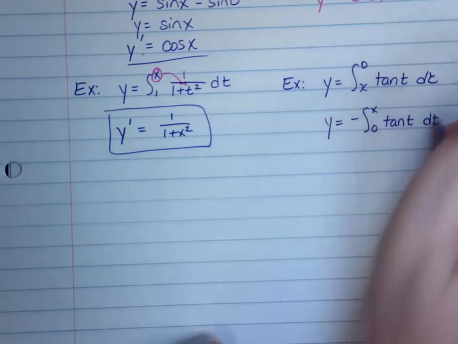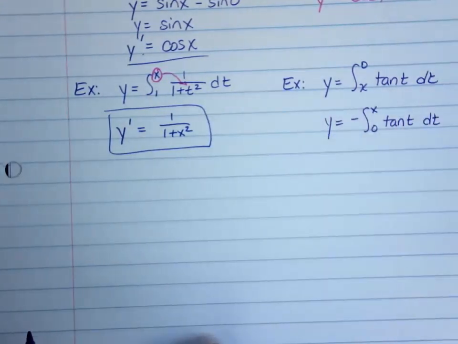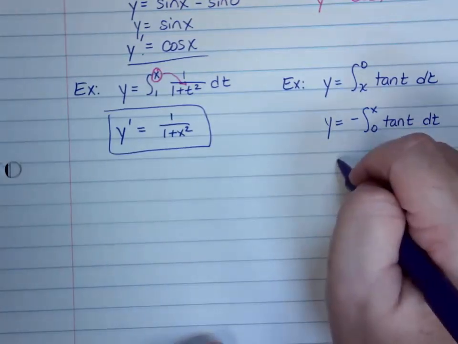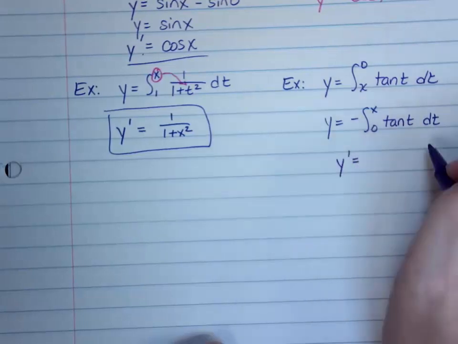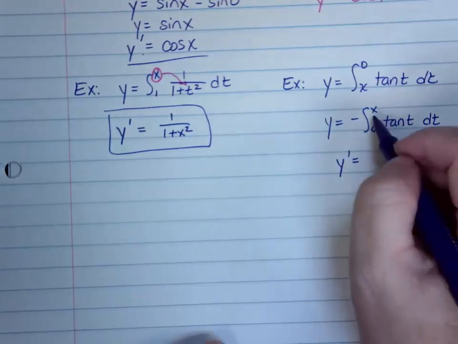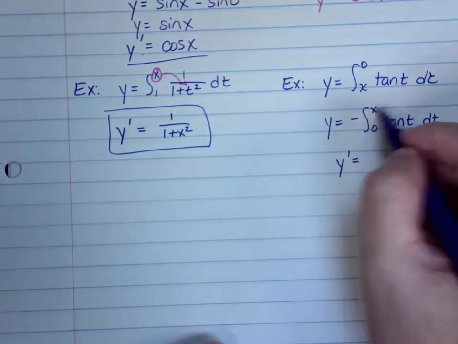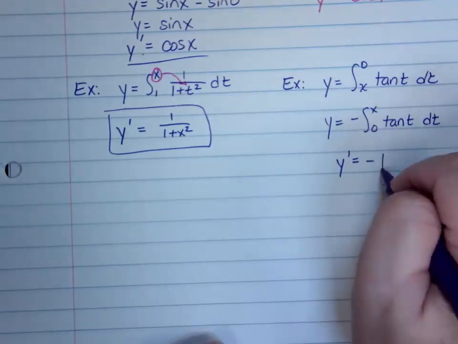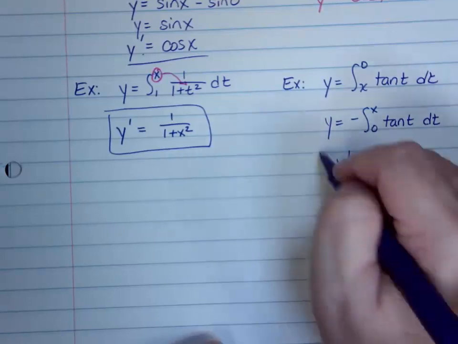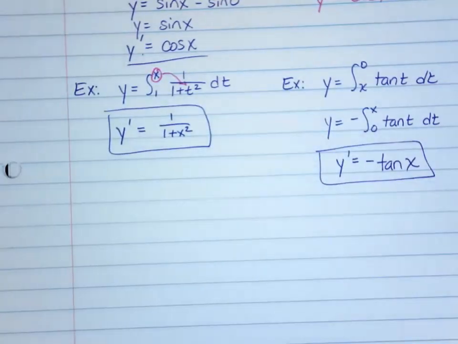You remember that property? That if you switch the limits, it makes it negative? Okay, and now we can take the derivative easily. The derivative of an integral, they cancel each other out basically. All that happens is that the letter changes. So the answer is negative tangent of x. Questions?